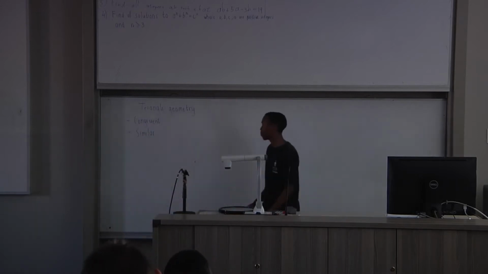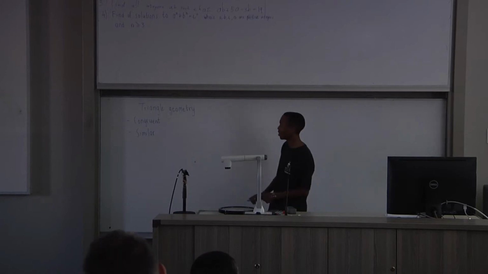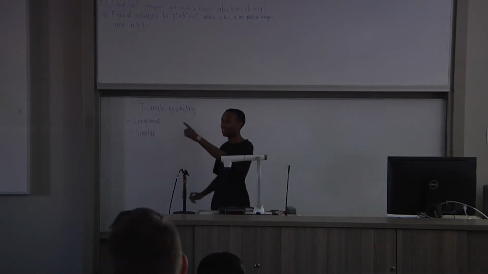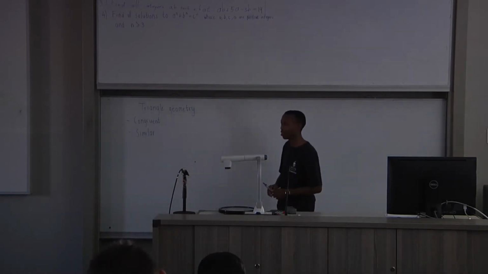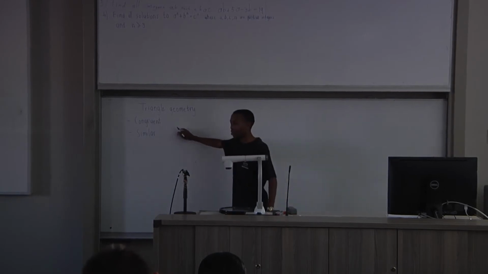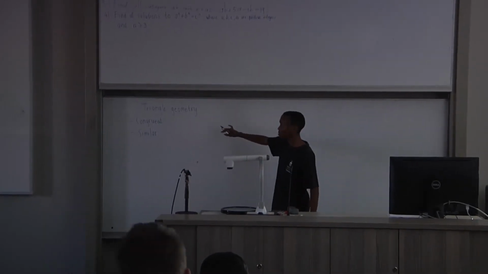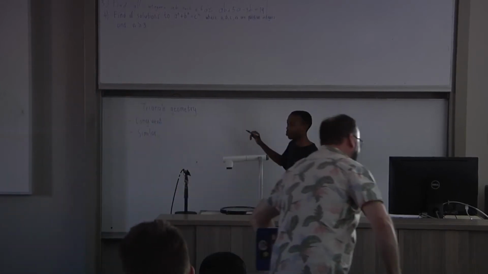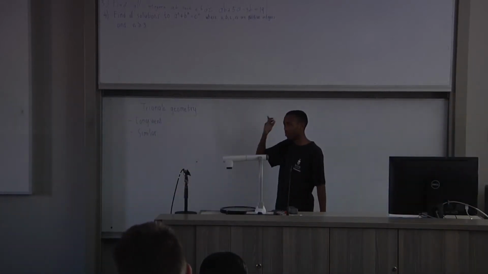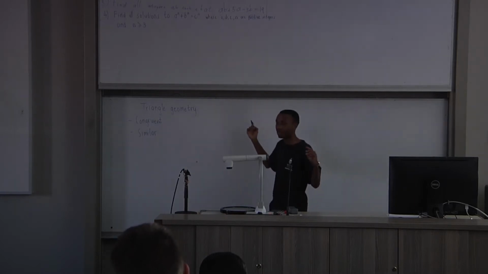So, does anyone know what it means for triangles to be congruent? Yes, over there. Yes, precisely. The word congruent, you'll see it as well in number theory when you do modular arithmetic, but what it means is exactly the same or equal. So if two triangles are congruent, one may expect that they're exactly the same.